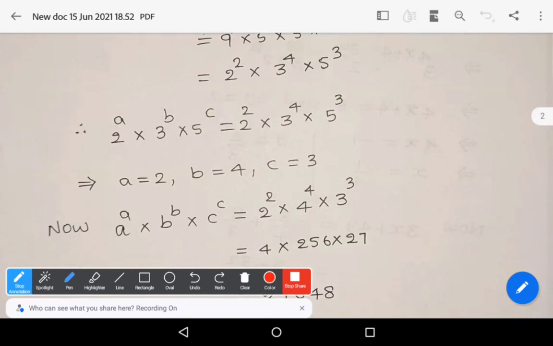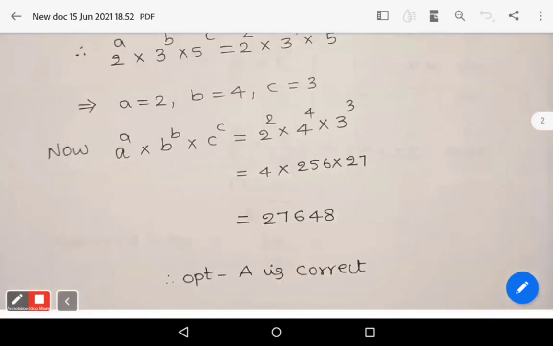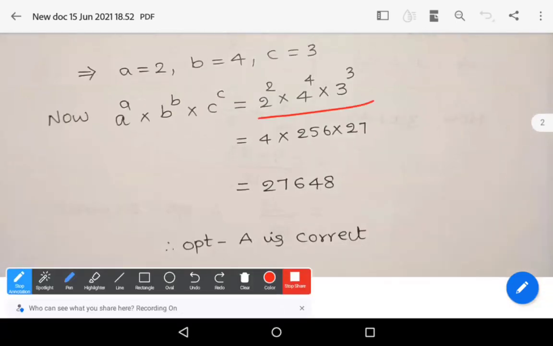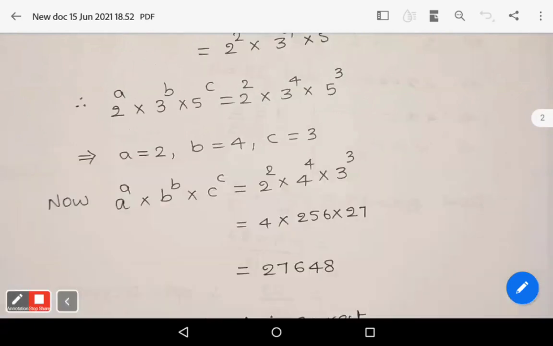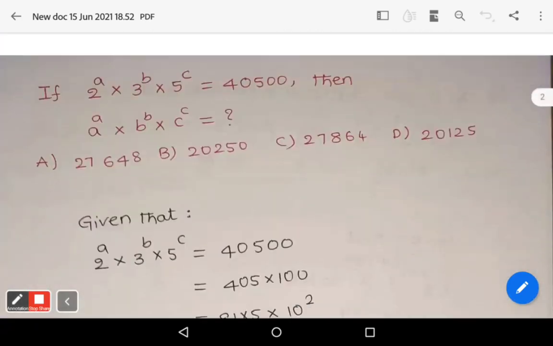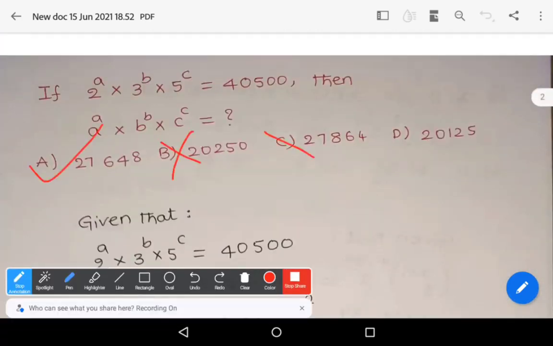Now, the question is, you have to find a^a into b^b into c^c. That is nothing but 2 square into 4 power 4 into 3 cube. What is 2 square? 4. What is 4 power 4? 256. What is 3 cube? 27. You have to evaluate this product. The final answer is 27,648. Option A is the correct option.